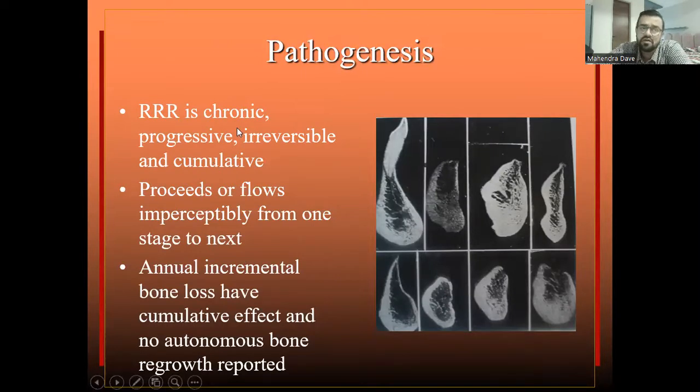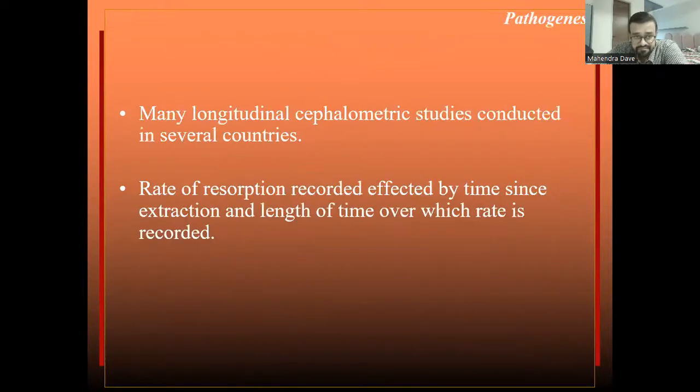Residual resorption is a chronic, progressive, irreversible, and cumulative procedure which usually occurs after the removal of a tooth. This proceeds or flows imperceptibly from one stage to another, meaning from this to this, it goes on as soon as the tooth is being removed. Annual incremental bone loss has a cumulative effect and no autonomous bone regrowth is reported.